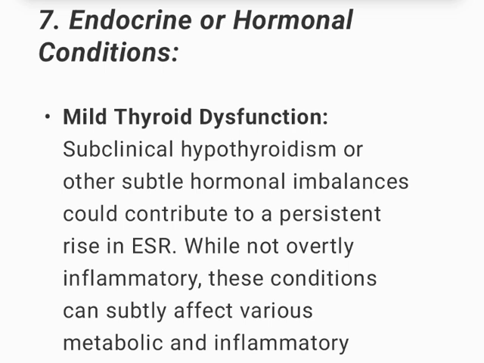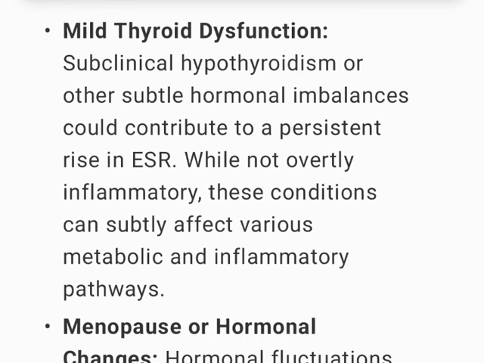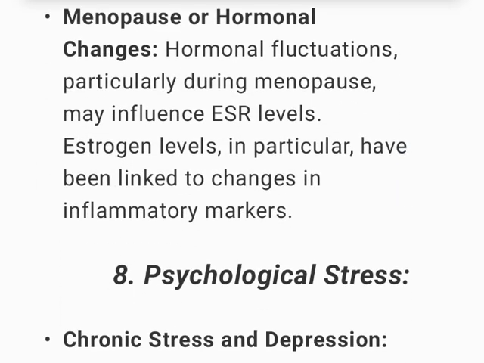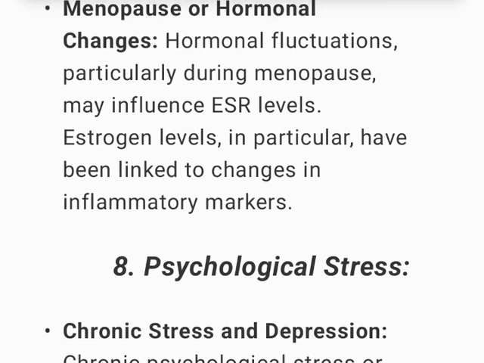7. Endocrine or hormonal conditions. Mild thyroid dysfunction. Subclinical hypothyroidism or other subtle hormonal imbalances could contribute to a persistent rise in ESR. While not overtly inflammatory, these conditions can subtly affect various metabolic and inflammatory pathways. Menopause or hormonal changes. Hormonal fluctuations, particularly during menopause, may influence ESR levels. Estrogen levels, in particular, have been linked to changes in inflammatory markers.